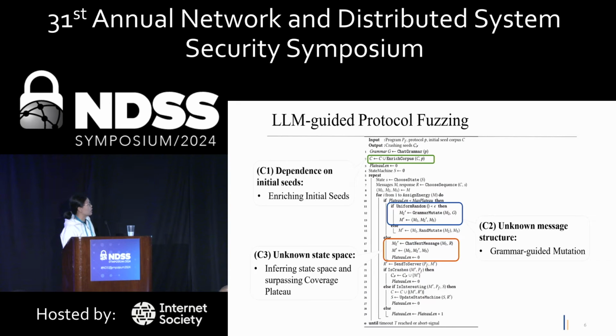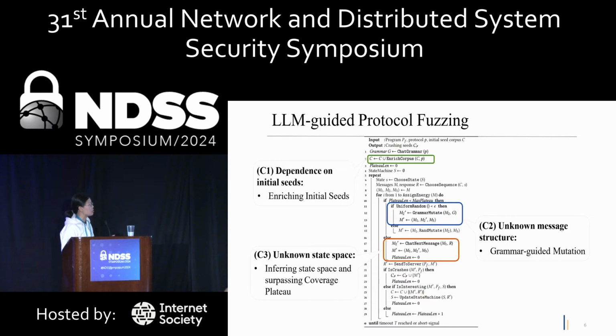And after that, we enter into the fuzzing loop. We first select the state that we want to exercise, and then we fuzz it. But this fuzzing does not randomly generate, remove, or replace some bytes at this time. We use grammar-guided mutation. In this way, we can keep the message structures valid, and we just mutate other parts.